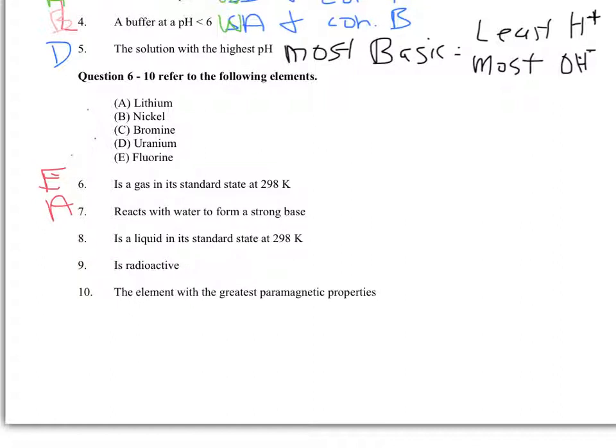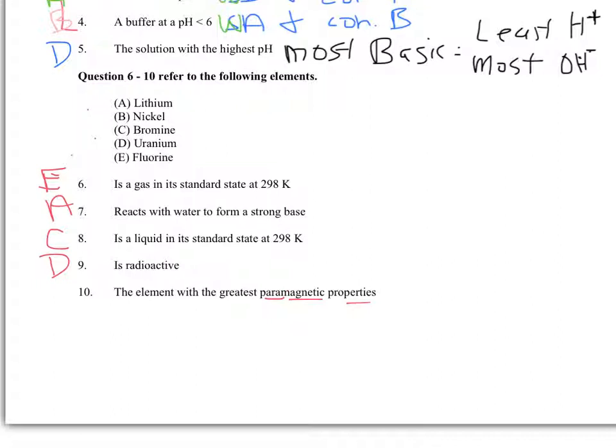Is a liquid at standard state. There's only 2 liquids on the entire periodic table. We know mercury. What's the other? Bromine. Okay, so that's going to be C. Is radioactive. Duh. I hope you would know that one. That is D. And then the element with the greatest paramagnetic properties. Well, it only leaves one.